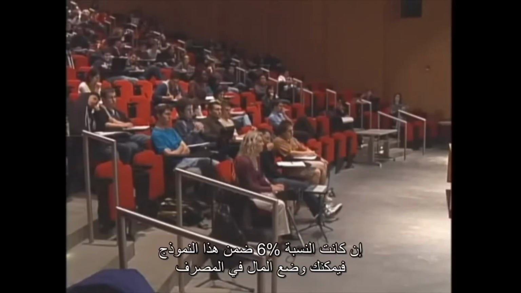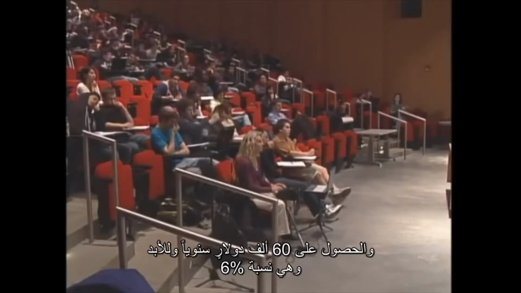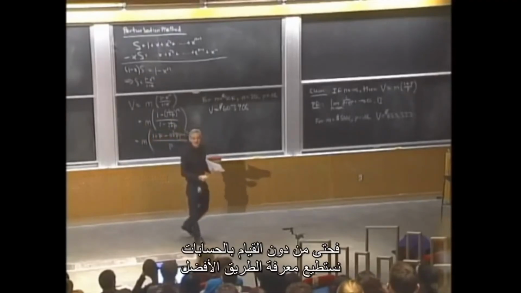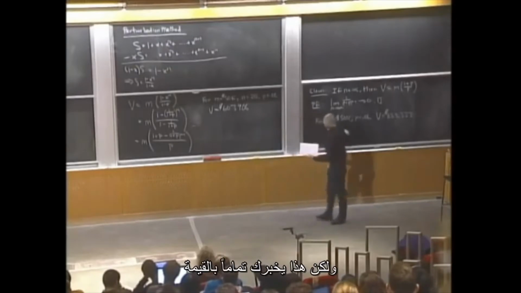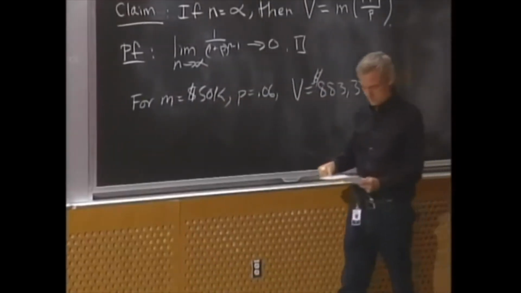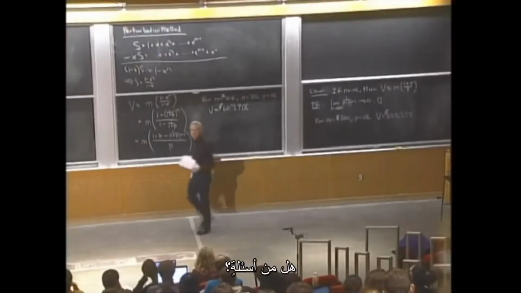Yeah, in this model, if the interest rate is 6%, you can put it in the bank, make 6% every year. That's 60 grand a year forever. Better than 50 grand a year forever. So even without doing the math, you can tell which way it's going to go. But this tells you exactly what it's worth. Any questions?